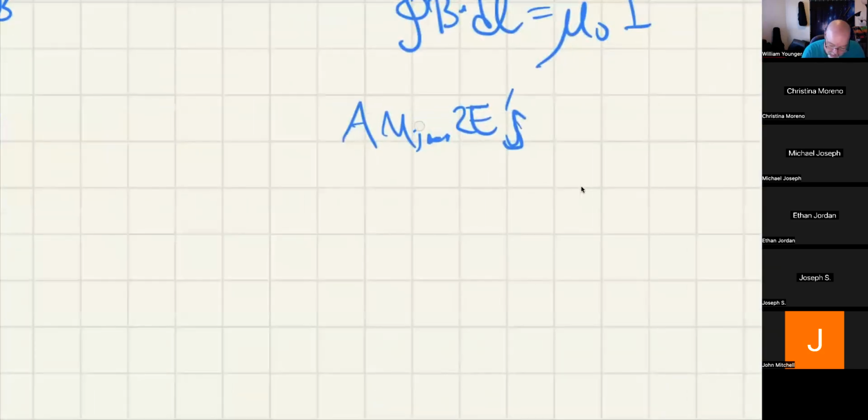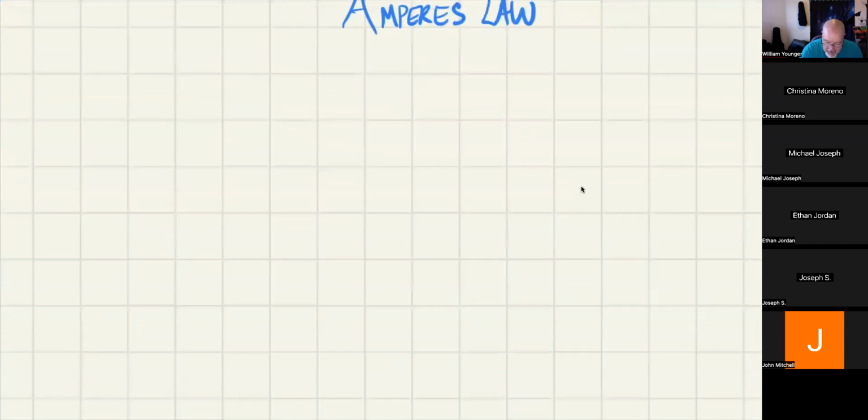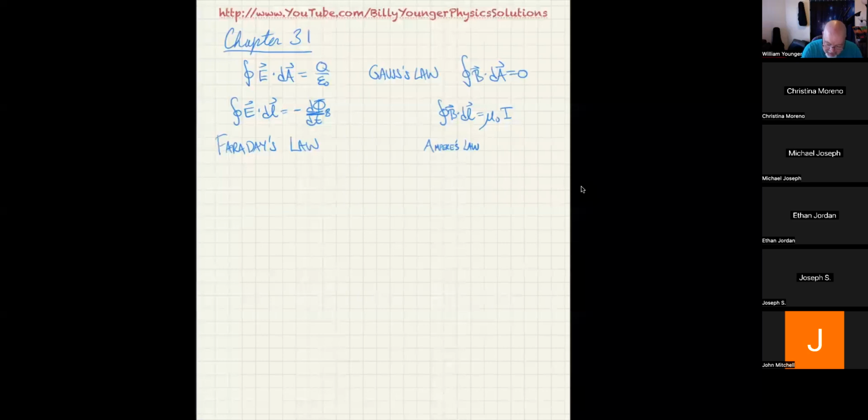So I just did a horrible job writing Ampere's. Maxwell did fix it, and that's what we'll cover next time because we're running out of time. But Ampere's law is this one, but like I said, it's incomplete.